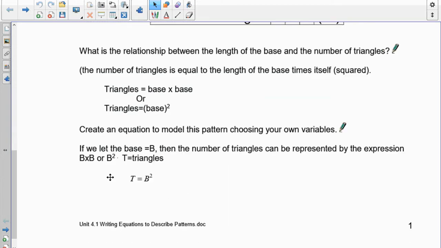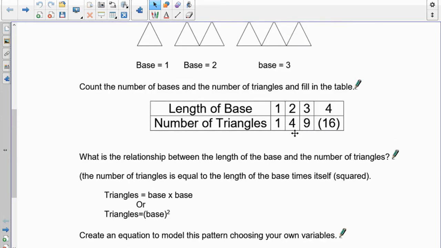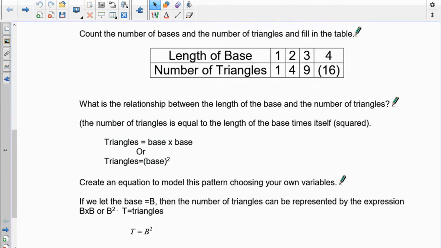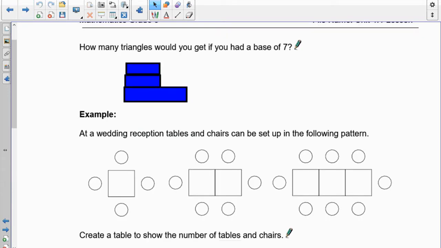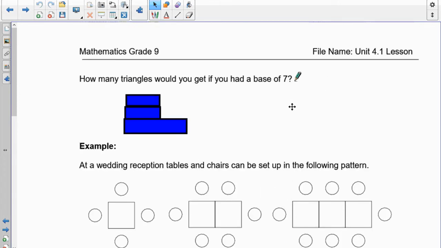Now, this is good. We've got it figured out. Now we can ask some questions about it. So, how many triangles would you get if you had a base of 7? The reason we want you to start working with the equation is that for a 7, you could probably go back and figure out from the table how it goes on by patterns.